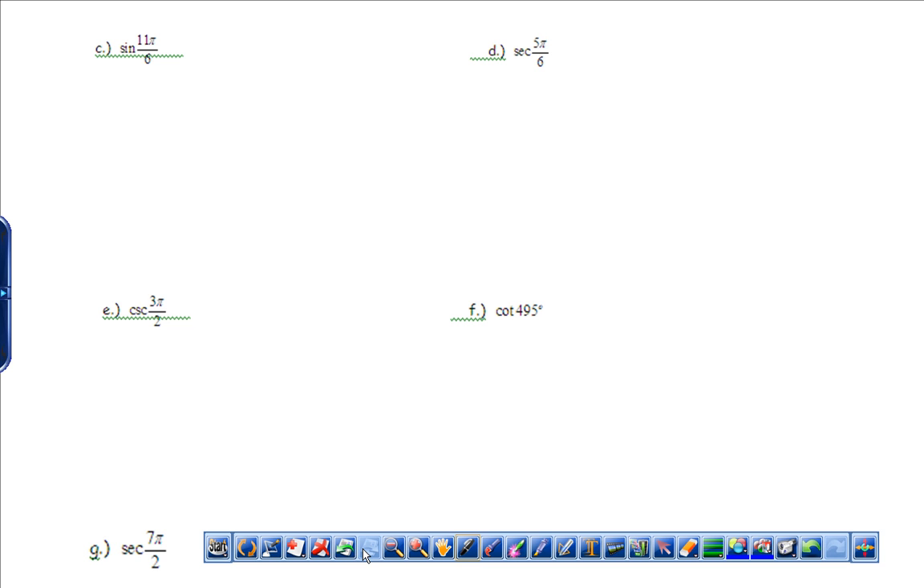Okay, moving on. Now you're going to have to look at the top of your notes. Sine of 11 pi over 6, and this is what I do. I split these, and I count to 6, or I count to 11. So this is 1, 2, 3, 4, 5, 6, 7, 8, 9, 10, 11. This is where it should be.